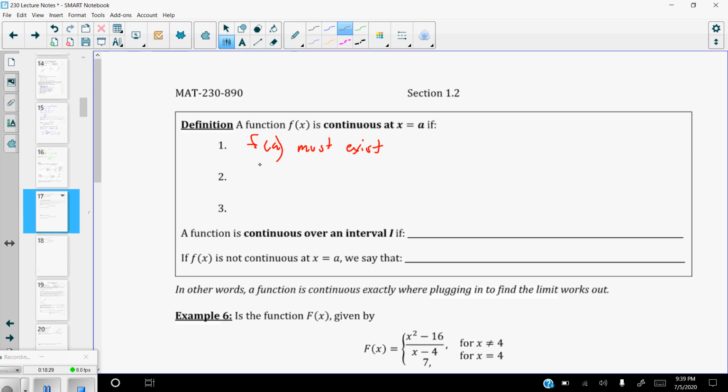Okay, the limit as x approaches a, so as you come from the left and the right-hand side of a, also has to exist. So the limit of f(x) as x approaches a exists. And then the last thing is, and hopefully this will make some sense, those two things must equal each other. The limit as x approaches a of f(x) has to equal f(a).